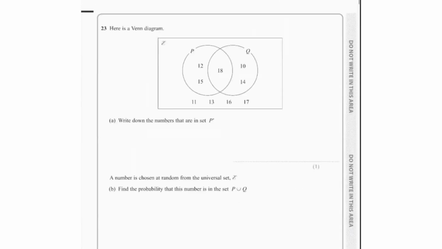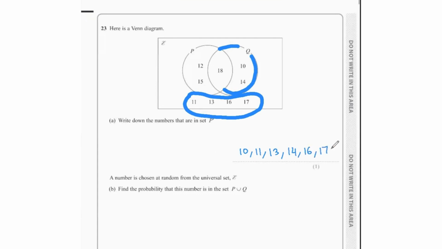Then the next question says, here's a Venn diagram. Write down the numbers that are in set P complement. So whenever you have a dash on one of the set notations, that means it's complement. And complement means elements that are not part of that set. So elements that are not part of P are basically this and the ones that are outside. So that's basically 10, 11, 13, 14, 16, and 17.